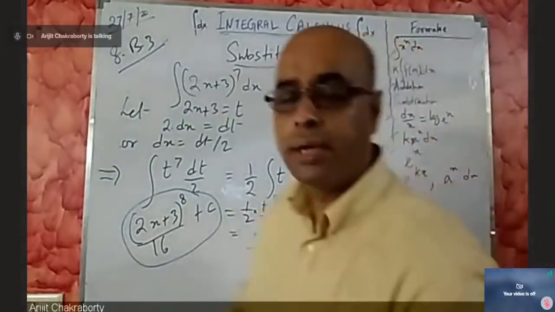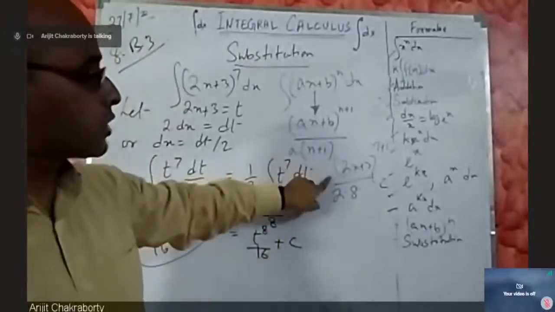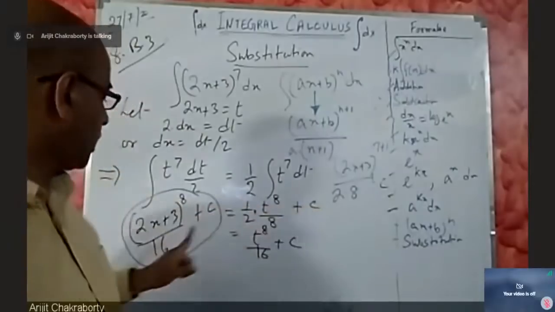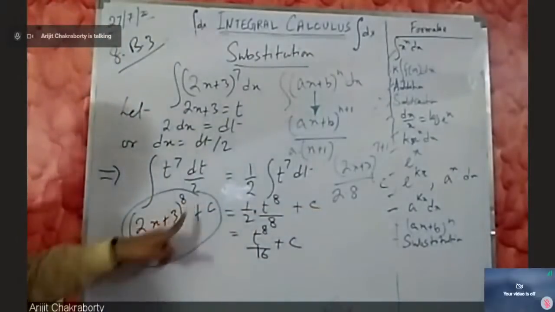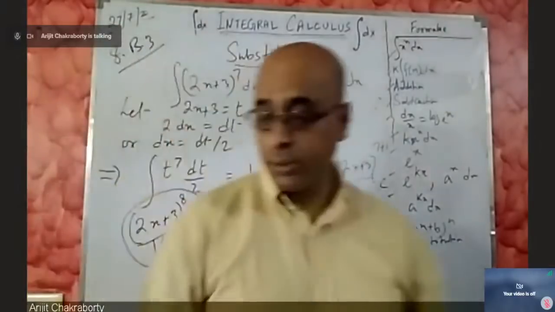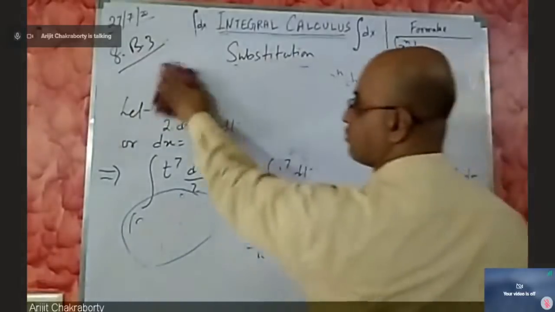So the answer, if you follow this direct formula, you will get the same result, (2x plus 3) to the power 8 by 16. The same result comes, (2x plus 3) to the power 8 by 16 plus c. Fine. So now we are moving to the next example, and we will solve it.